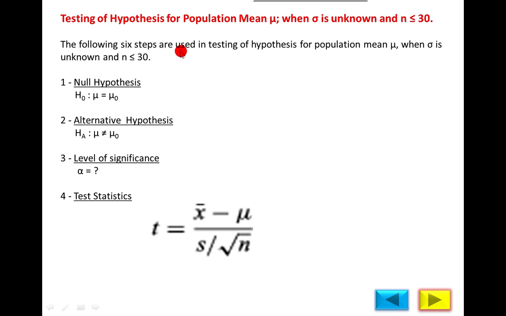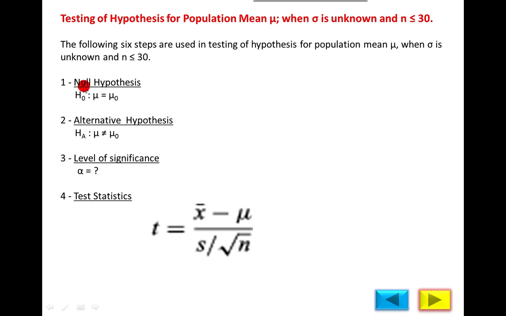The following 6 steps are used in testing of hypothesis for population mean mu when sigma is unknown. Maybe this is sigma or sigma square; sigma means standard deviation, sigma square will be variance, and n is less than or equal to 30. The most important word is and, A-N-D. This and this both should be satisfied in the given data, example or numerical. Then we will use this formula. This is the test statistic. In test statistic, we will use the t-test.